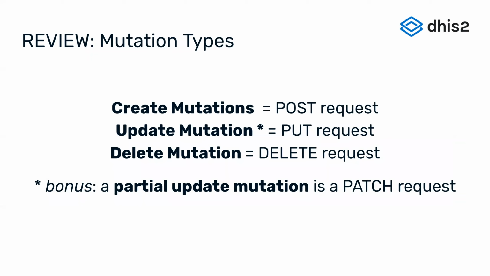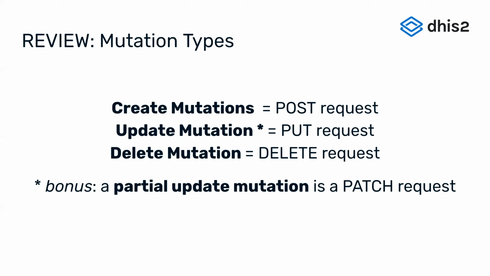There are a few different types of mutations. As I mentioned, under the hood, this is translating to a request to the DHIS2 API. So if you use a create mutation, you're going to create a post request. If you use an update mutation, you create a put request. You can also create a partial update mutation, which is a patch request, and then a delete mutation, which will remove an object. So generally, if you're creating something new, you use a create mutation.